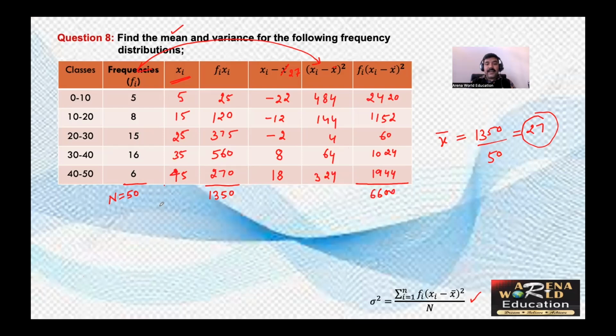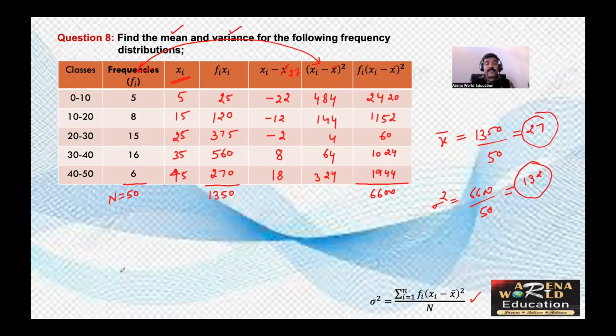Right? N is already calculated. Now what is variance? This will be equal to 6600 divided by 50. And what is the final answer? It is 132. So 132 is the required variance. Mean is 27 and variance is 132.